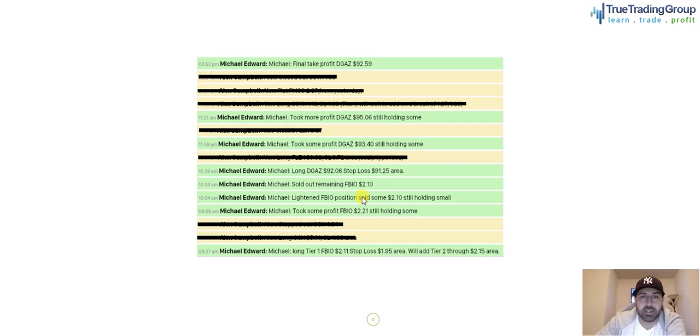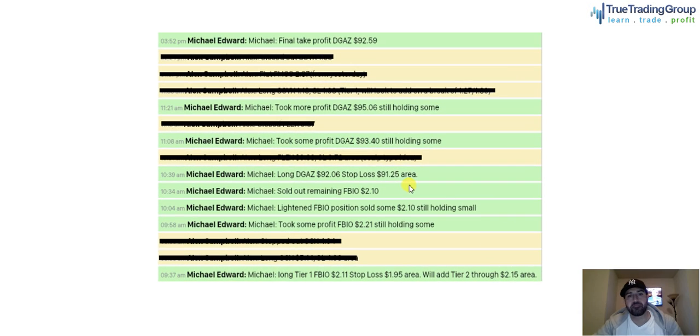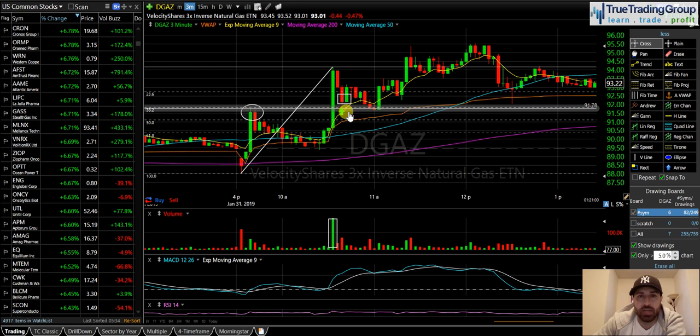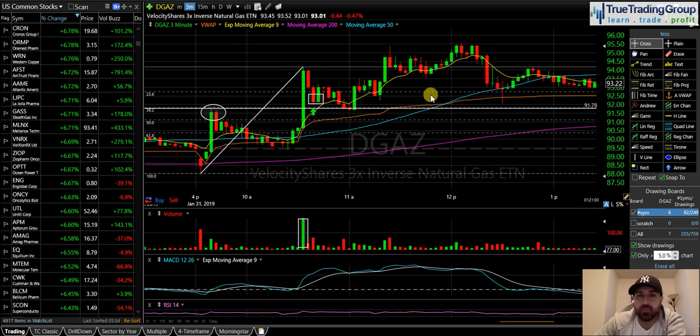We'll take it to my trade announcements. Let me zoom in. Here you guys can see at 10:39, long DGAZ, 92.06, stop loss, 91.25 area. All right, so risking about 80 cents. So there's the entry at 92.06. Stop loss will be just below that previous high and the 38.2 Fib level.